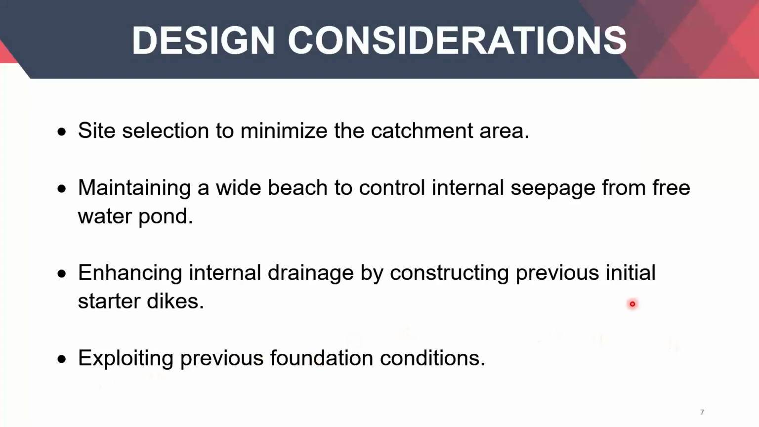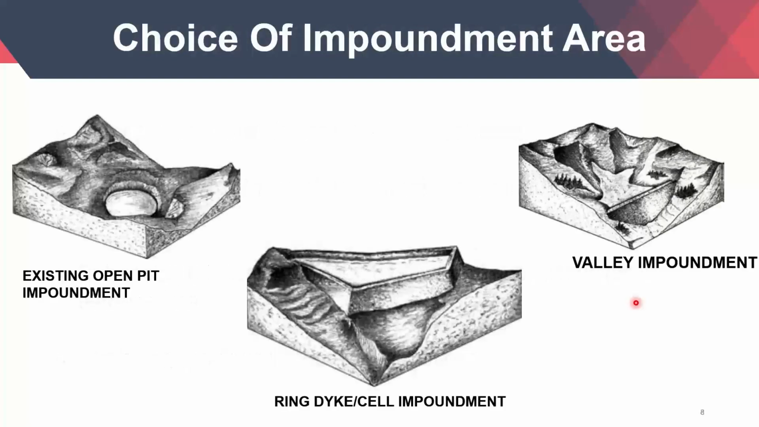Then we also have to exploit the existing foundation conditions, which essentially means if there is a hillock nearby which can be used as a containment zone, we can build a tailings facility there, because it will reduce the amount of material needed for the construction of the dam. Coming to the choice of impoundment area, there are basically three types of impoundments. The first is the existing open pit impoundment, where the existing open pit is used for dumping and storing the tailings. An example is a copper mine in Arizona, US.